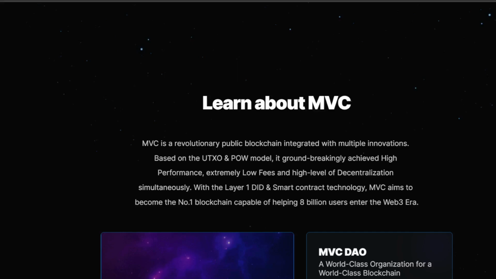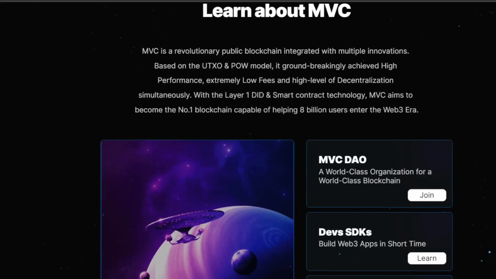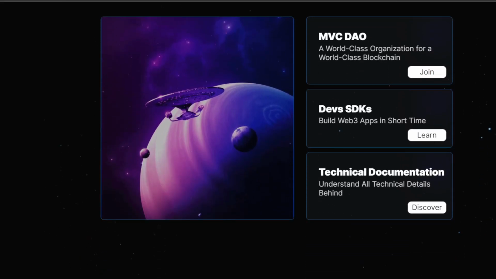Of course, MVC, MicroVisionChain, is a DAO. At its base, it's a DAO. It's an organization that is governed on the blockchain. Okay, so it's a decentralized organization with a layer one, and I think smart contract technology. MVC aims to become a number one blockchain compatible with 8 billion users in the Web3 era. Okay, fine. And the MVC DAO, world-class organization, world-class blockchain, devs, SDKs, technical documentation. That's the white paper, if I'm not mistaken.